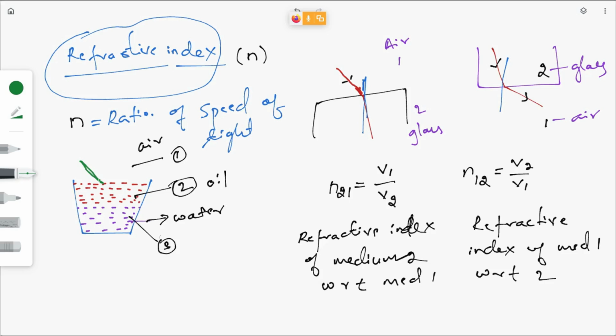ಯಾಕೋ ಹಿಂಗೆ ಮಾಡ್ತಿದ್ರಿ? Rarer to denser la. Rarer to denser.